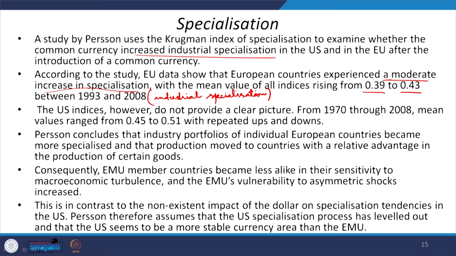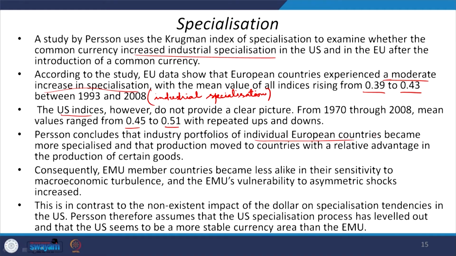The US indices, however, do not provide a clear picture as per Pearson's estimation. From 1970 through 2008, the mean value ranged from 0.45 to 0.51, with repeated ups and downs. So Pearson concludes that industry portfolios of individual European countries became more specialized and that production moved to countries with a relative advantage in the production of certain goods.